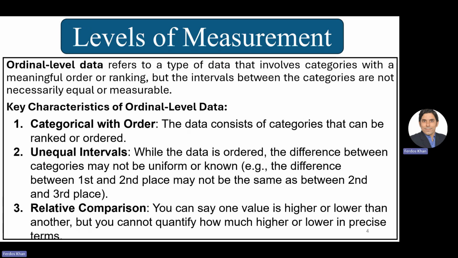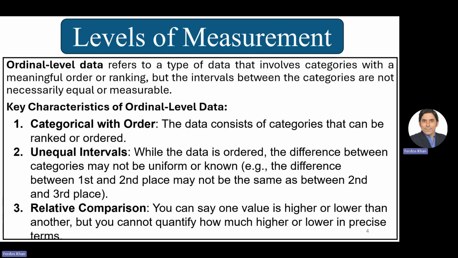The key characteristics of ordinal level data. Categorical with order: the data consists of categories that can be ranked or ordered. This is the advantage of this data over nominal data. Unequal intervals: while the data is ordered, the difference between categories may not be uniform or known. For example, the difference between first and second place may not be the same as between second and third place. This is a problem in this data.